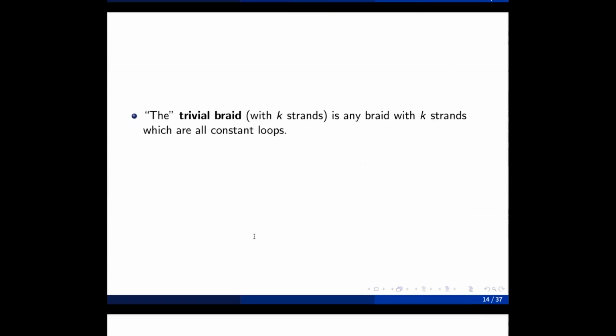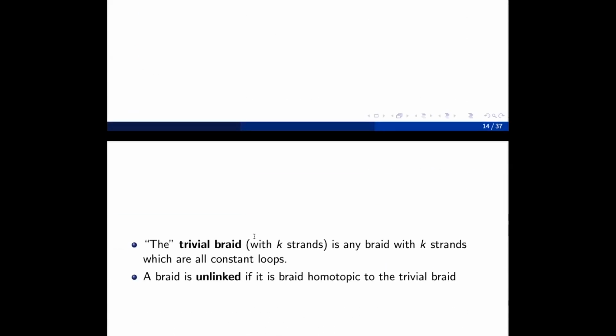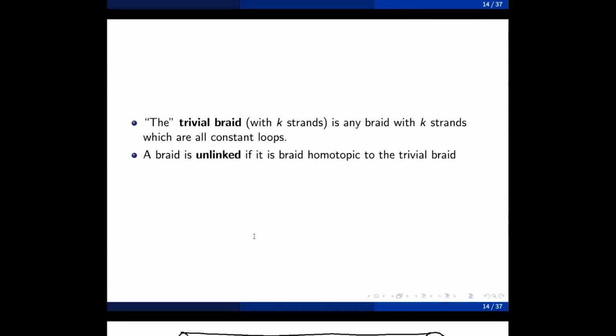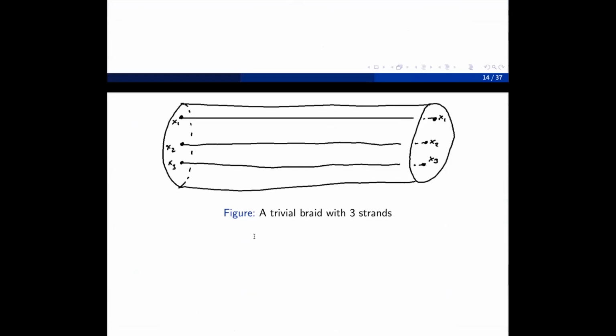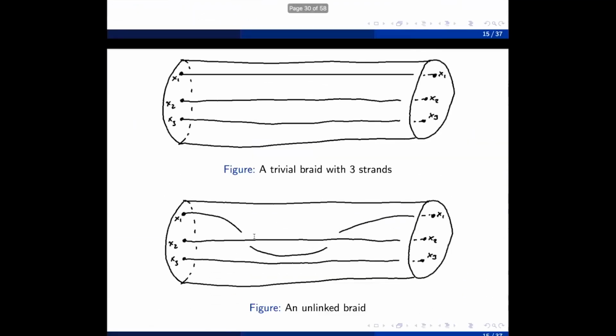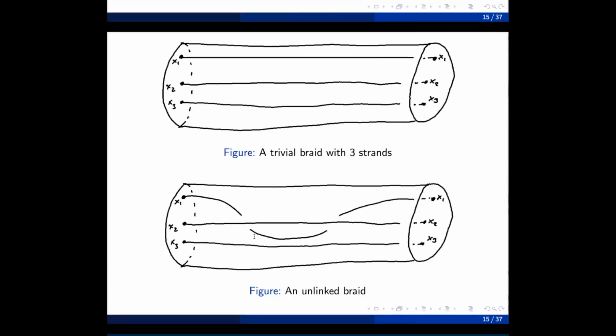Okay, the quote unquote trivial braid is just any braid with k strands such that all of the strands are constant, right? So I've chosen k constant loops that are all distinct. Because I only really care about these things up to homotopy, I'm going to say a braid is unlinked if it's braid homotopic to the trivial braid. So if I can deform it to the trivial braid without passing any strands through each other. All right, so this is a trivial braid with 3 strands, right? This is an unlinked braid because I can deform it to the trivial braid with 3 strands without passing any strands through each other, right?